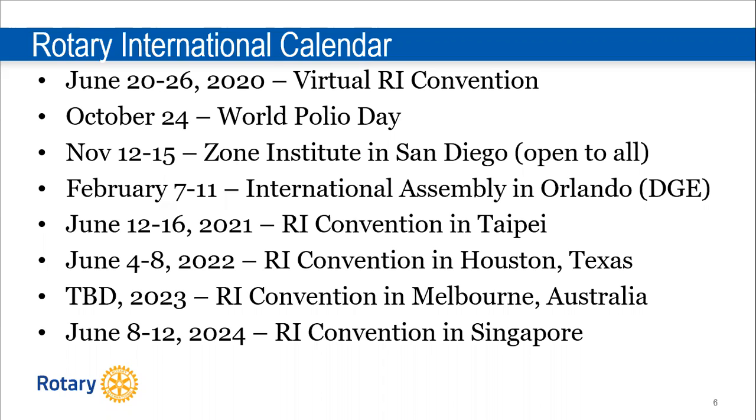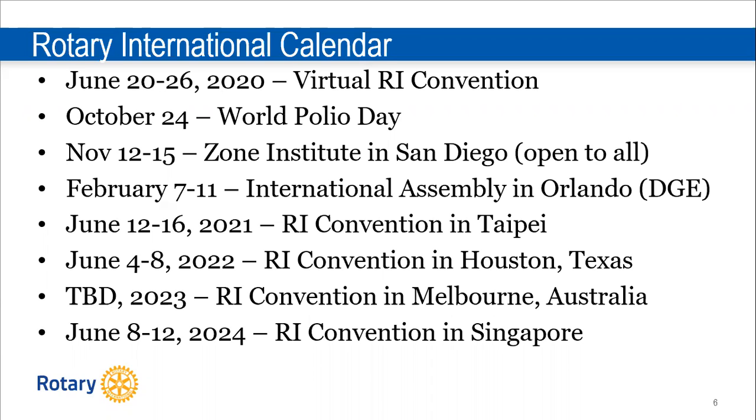The DGE and DGN have a special training before the Zone Institute, and they get a lot of intense training at those sessions. February is International Assembly in Orlando this year. Oh, sorry, that's next year, 2021. This is where all of the DGNs from all over the world go to this assembly and learn more about Rotary and what their responsibilities are as DG. So Sandy will be going to Orlando in February.